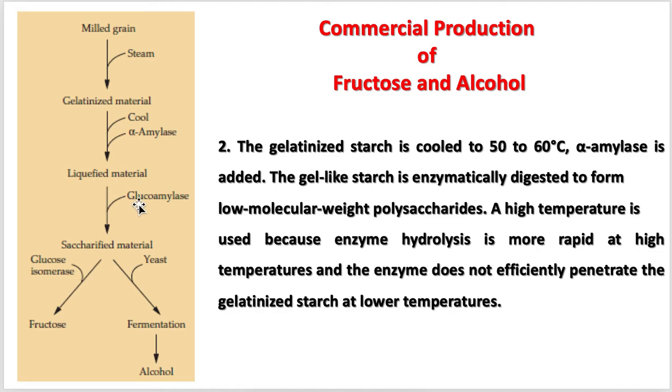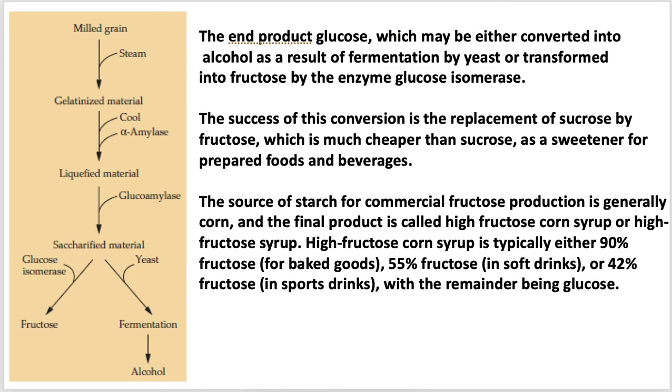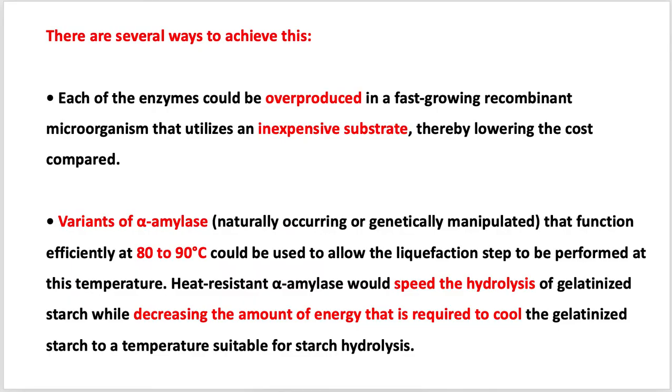Okay, so first we use alpha amylase, then actually we need to change the conditions to be favorable for glucoamylase. Again, some extra costs are added here. Okay, so now how can we solve these problems by using recombinant DNA technology? We actually can do it in several ways.